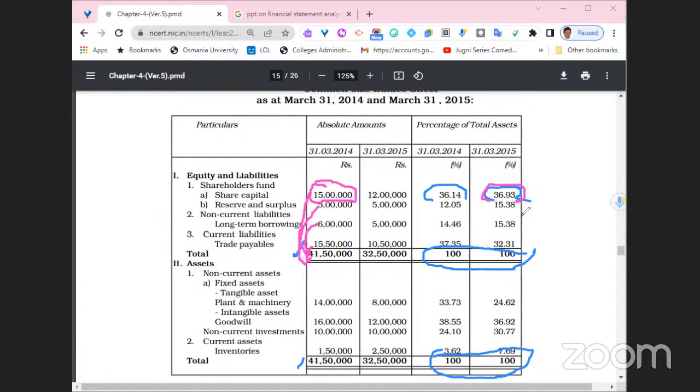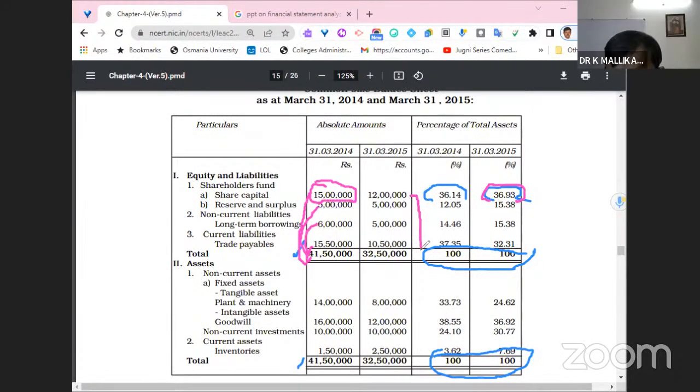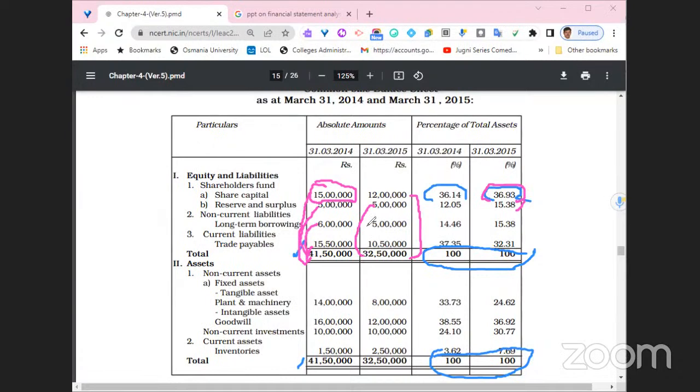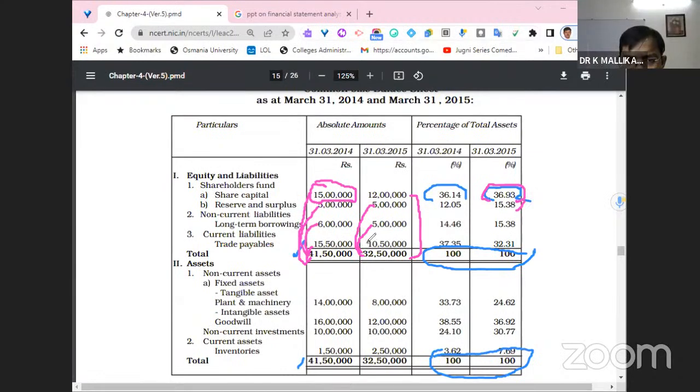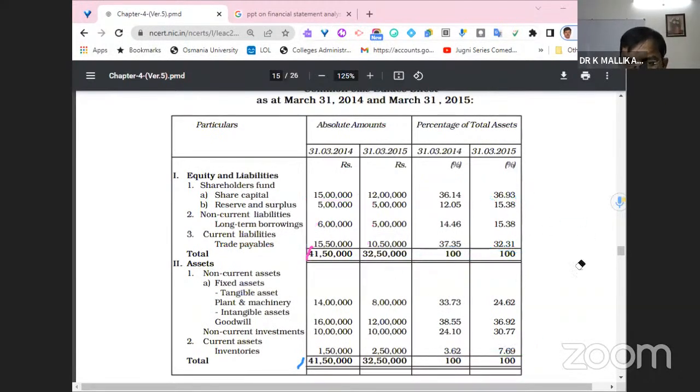12 lakhs divided by this year, sir. 12 lakhs divided by 32 lakhs 50,000, into 100, right? Into 100, sir. Yes. Now this figure: 5 lakhs divided by 32 lakhs 50,000 into 100. Now this one, same, right? This is 10 lakhs 50,000 divided by 32 lakhs 50,000 into 100. Same in the same manner. In the same manner, current assets also same.